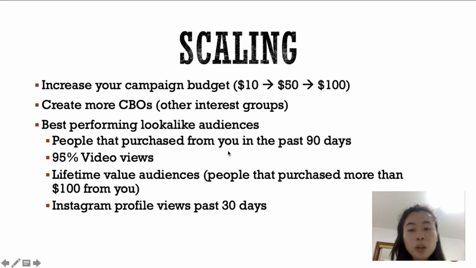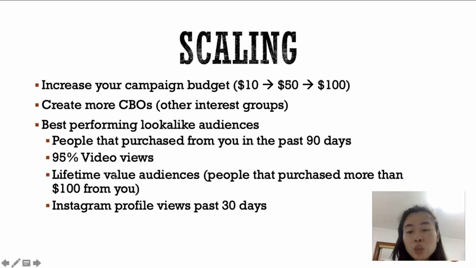So people that purchased from you in the past 90 days, go ahead and create a custom audience of people that purchased from you in the past 90 days, and then create a 1% lookalike audience from this group of people. Okay. Another one is you can create a custom audience for people that viewed 95% of your videos. The reason why I choose 95% is because those are the people who are most engaged with your content. So you have the best possible chance of finding your best possible audience.